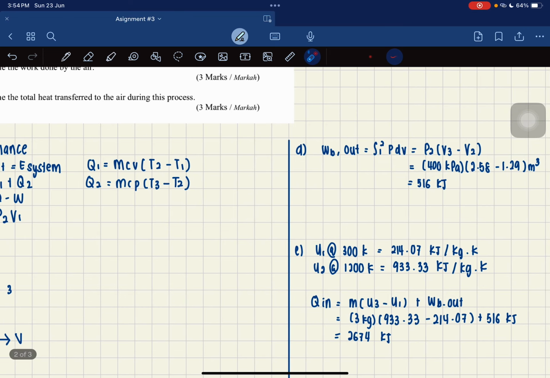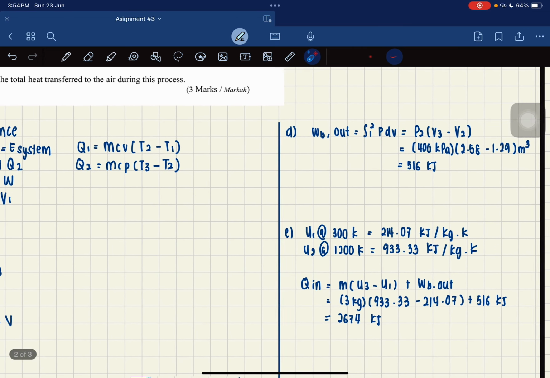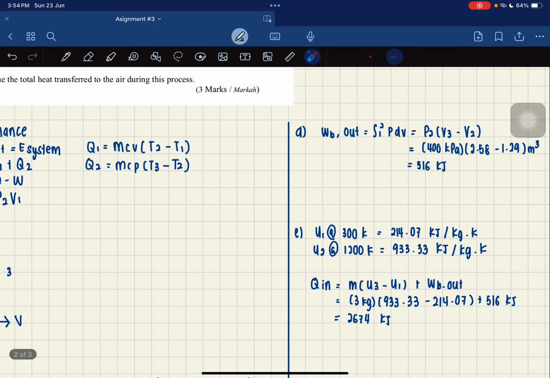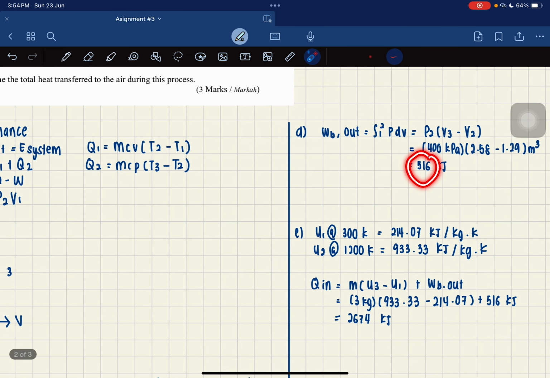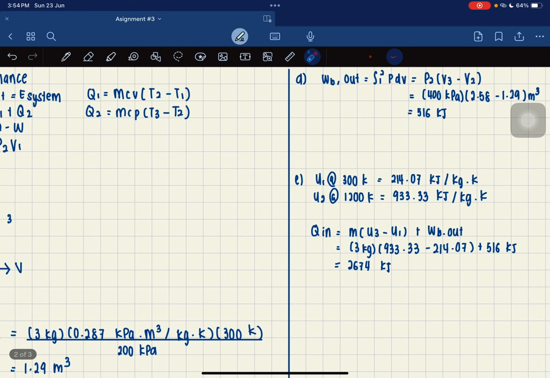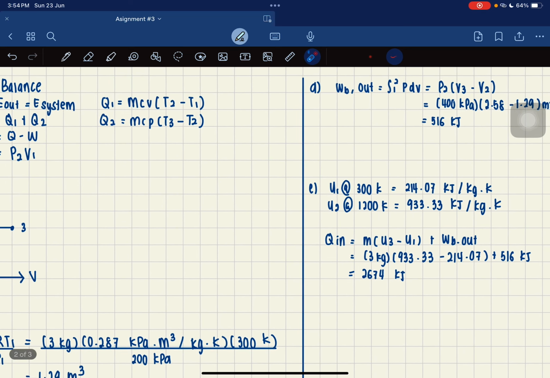For question D, the question asks us to find the work done by the air, and we can directly substitute into the formula P2 times (V3 minus V2), and the answer we get is 516 kilojoule. And the last question is to determine the total heat transfer to the air during this process.